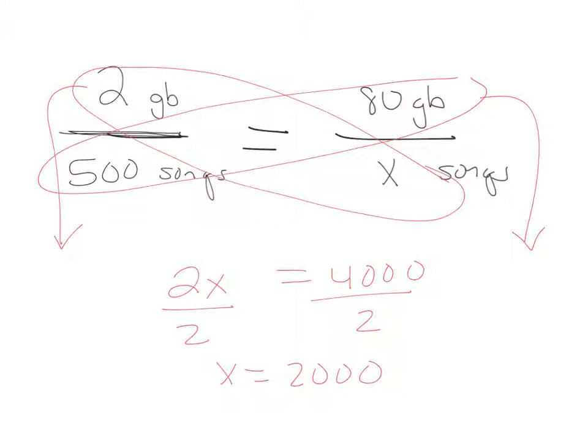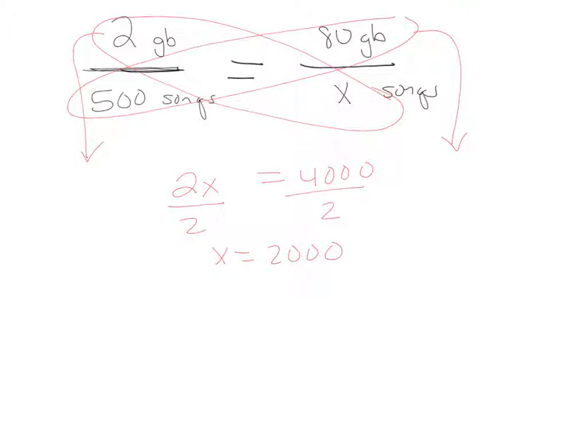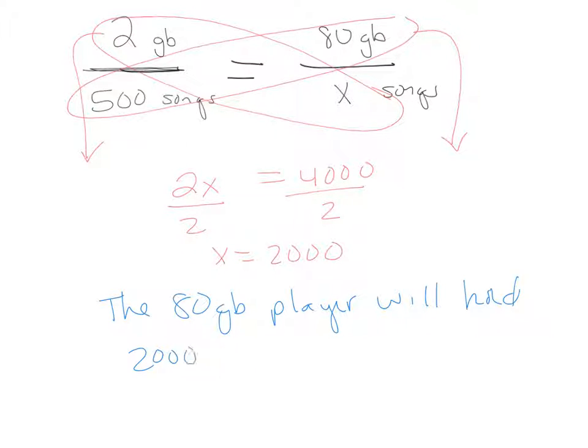All right, now you do need to write a sentence. An example: the 80 gigabyte player will hold 2,000 songs. Okay? All right, now let's flip over to the next page real quick and try one more of these.